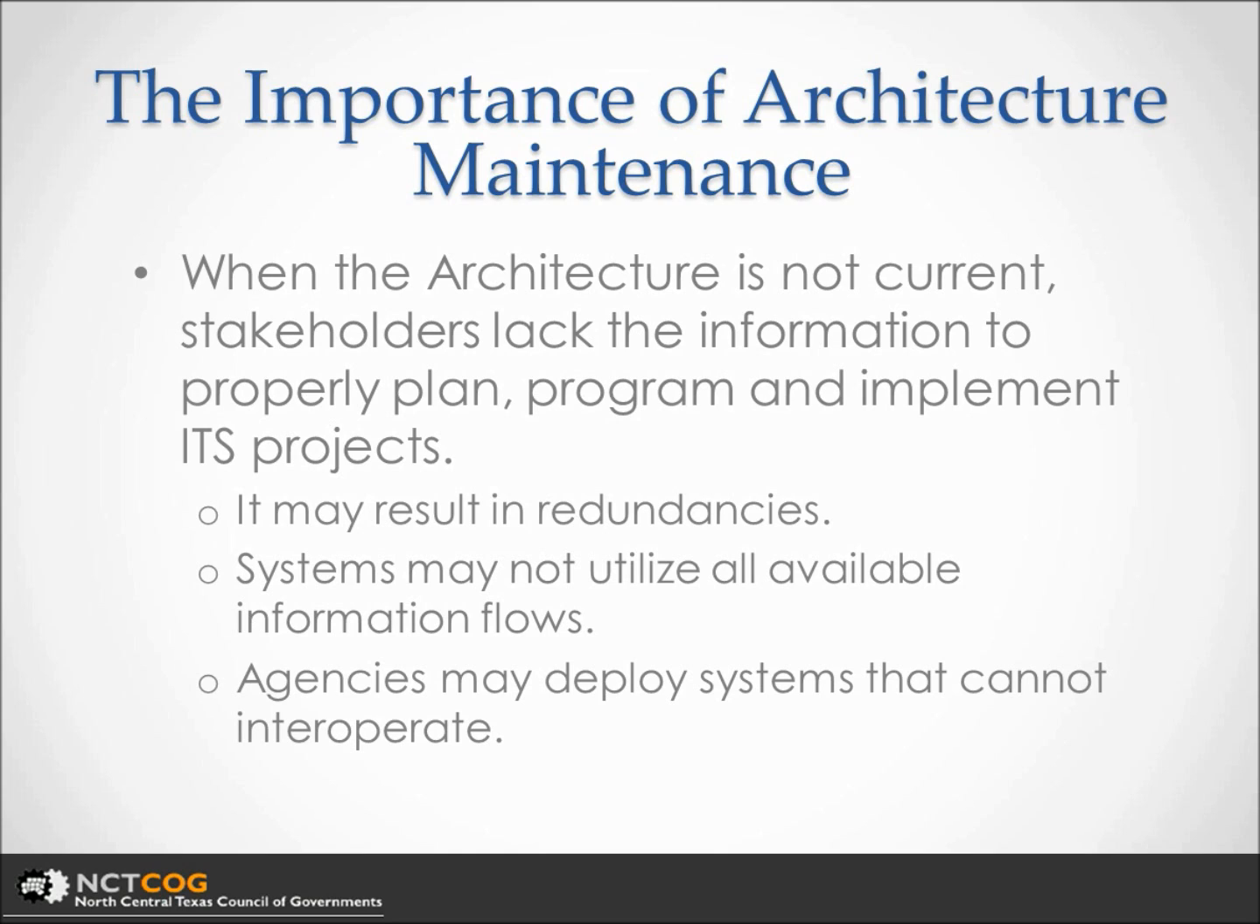An example might be two neighboring jurisdictions who each deploy a signal preemption system, but do not coordinate and are not aware of each other's plans, and develop systems that are not able to interoperate, so vehicles from one jurisdiction cannot do signal preemption in the other jurisdiction.